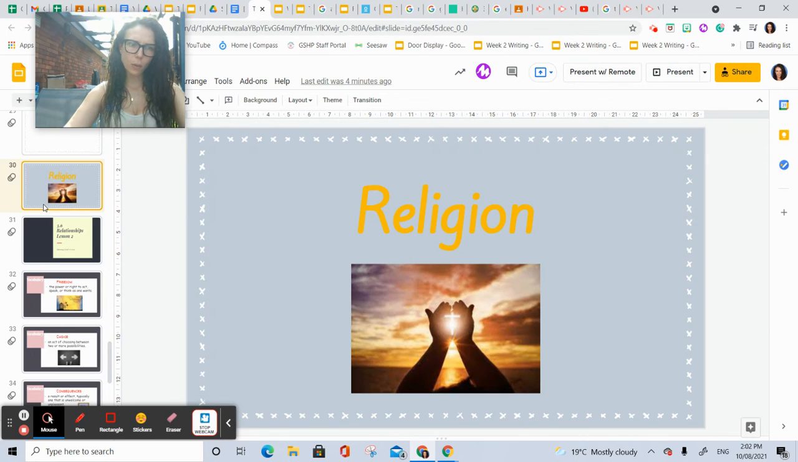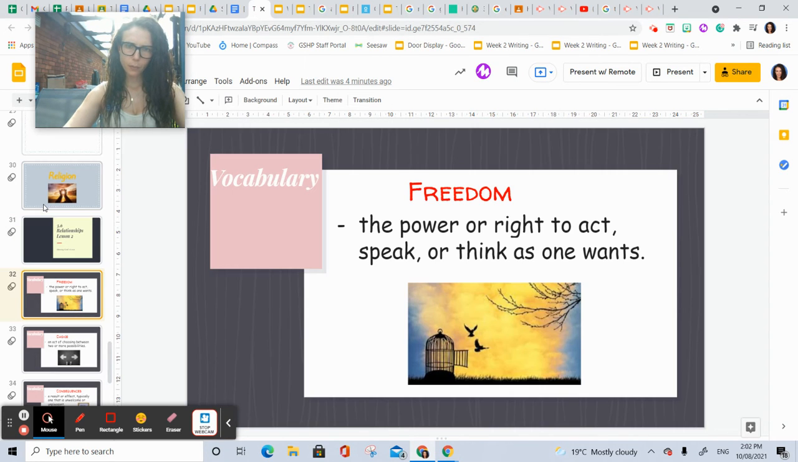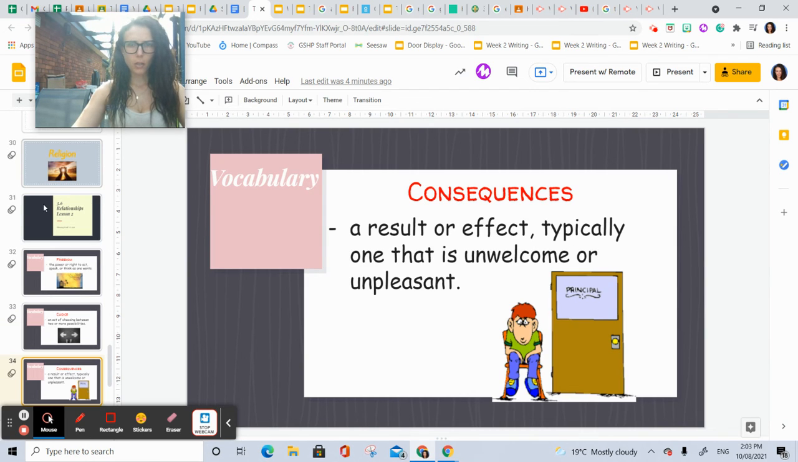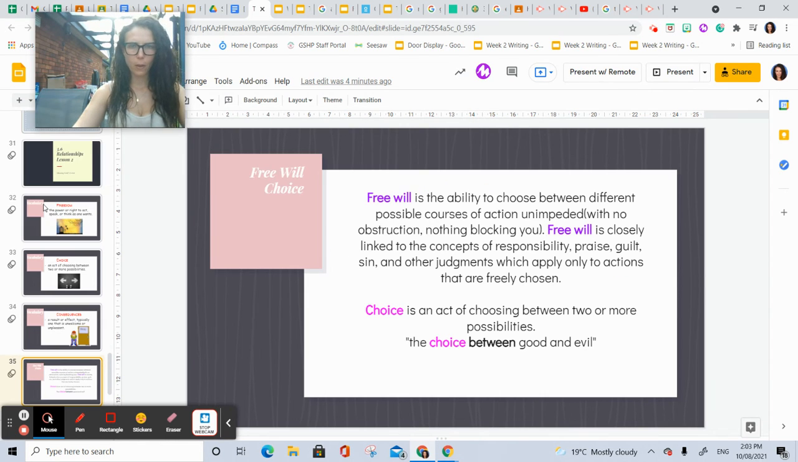Just going to continue on with religion. So pause the video, do the writing task, come back to religion. One of the key words is freedom, which means the power or the right to act, speak, or think for what you want. Choice is to have an option between two things. Okay, we all have choices. Consequence is a result or effect, typically one that is unwelcome or unpleasant. So the consequence of doing something wrong might be that you get into trouble and something's taken off you.